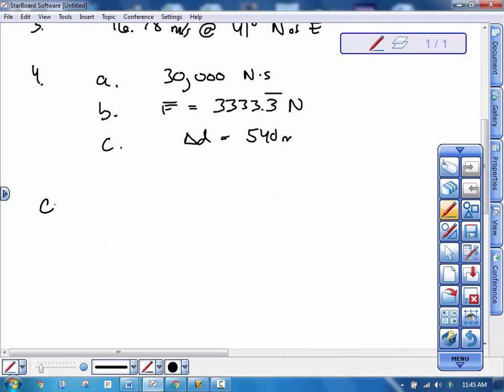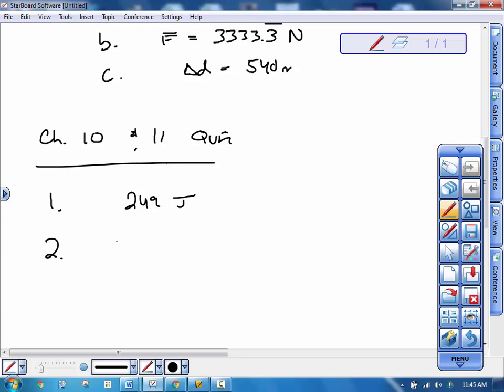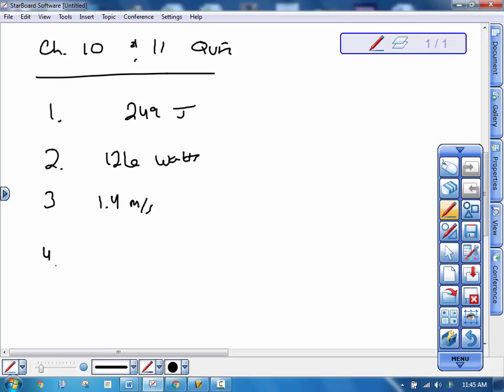All right, next is chapters 10 and 11 quiz. For number 1, you end up with 249 joules. Number 2, you end up with 126 watts. Number 3, you end up with 1.4 meters per second. Number 4, you end up with a velocity of 15.6 meters per second.